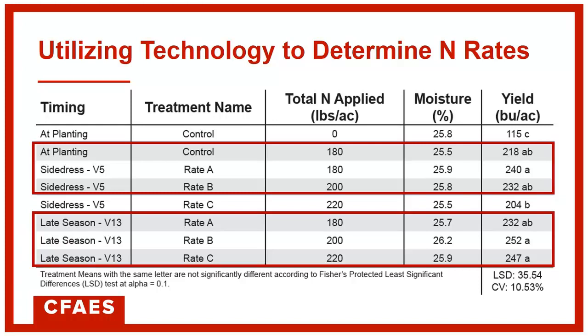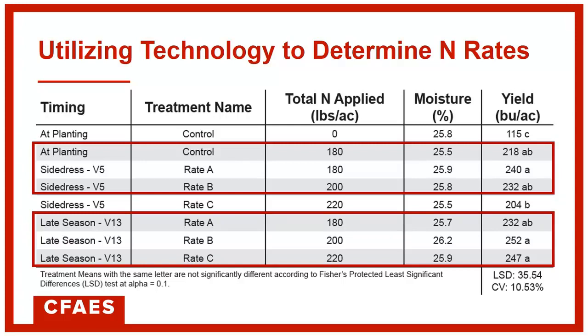But you come down here late season. We got it on at V13, and what do we see in yield? That yield held in there, statistically the same as our V5 application. So we just can't be as late probably as what we were. We have to have more nitrogen down. Is something we learned from these trials this year.